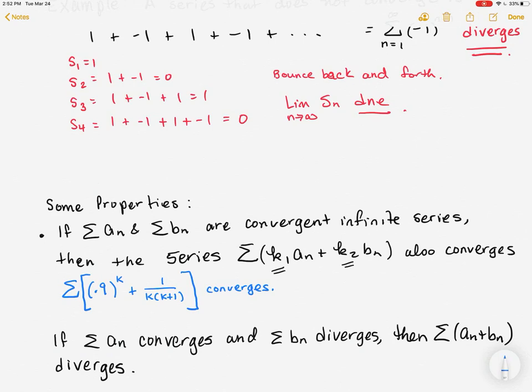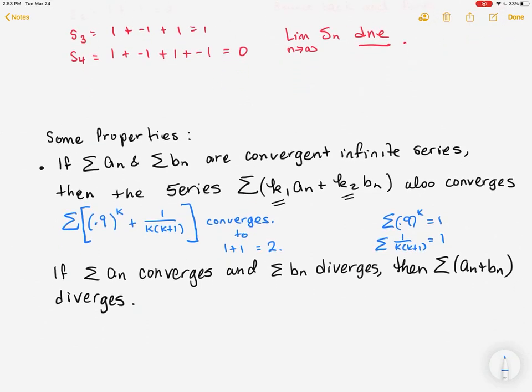I knew what this one converged to. This sum converged to 1. So did the other one. So this sum converges, and it converges to 1 plus 1.